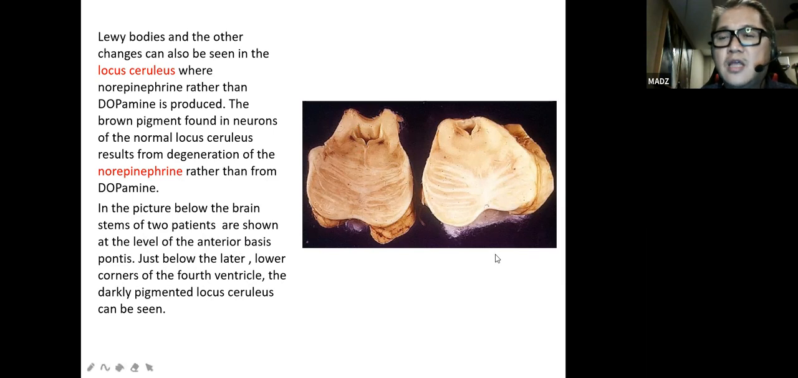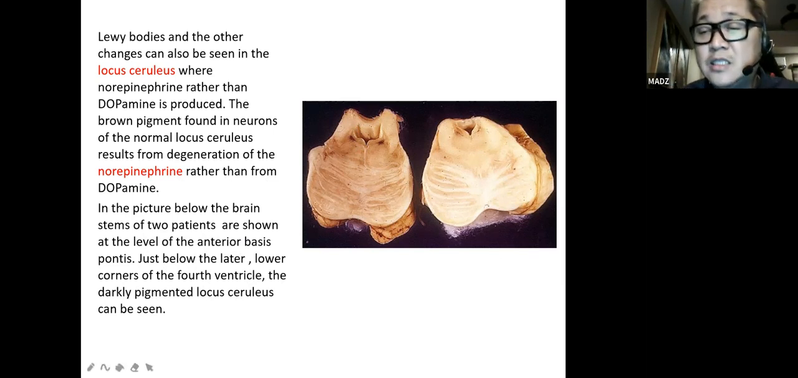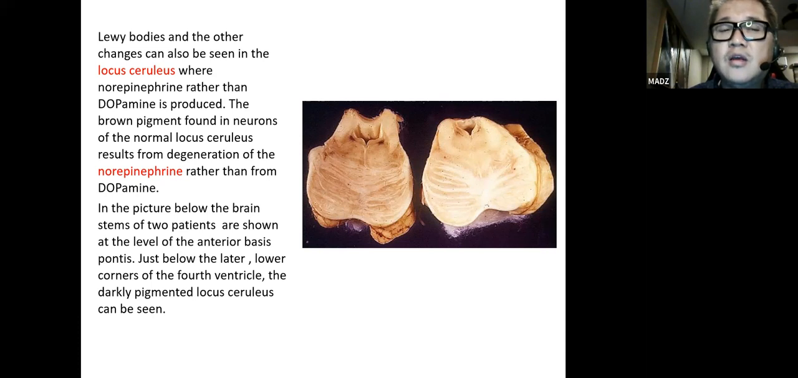Therefore, patients with Parkinson's disease lose not only the neurons that contain dopamine, but also those neurons that produce norepinephrine, which is the locus ceruleus.